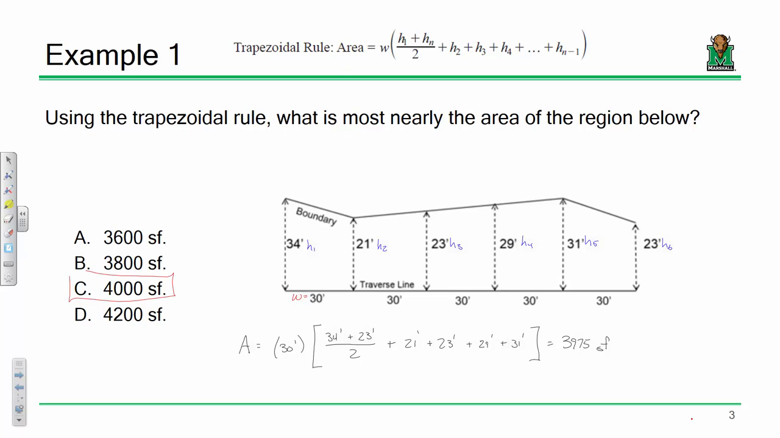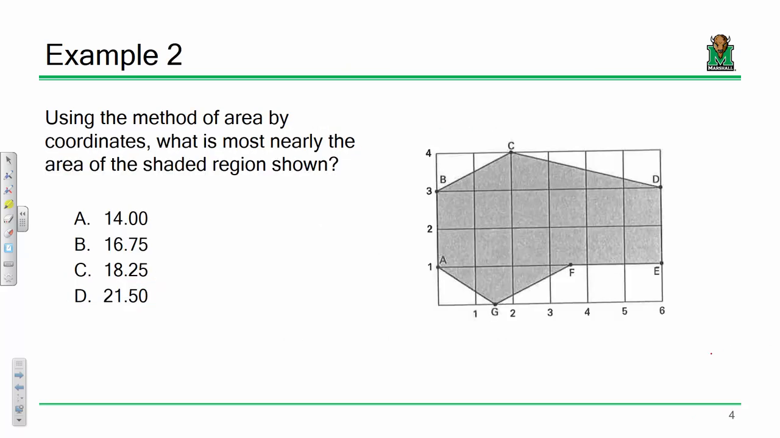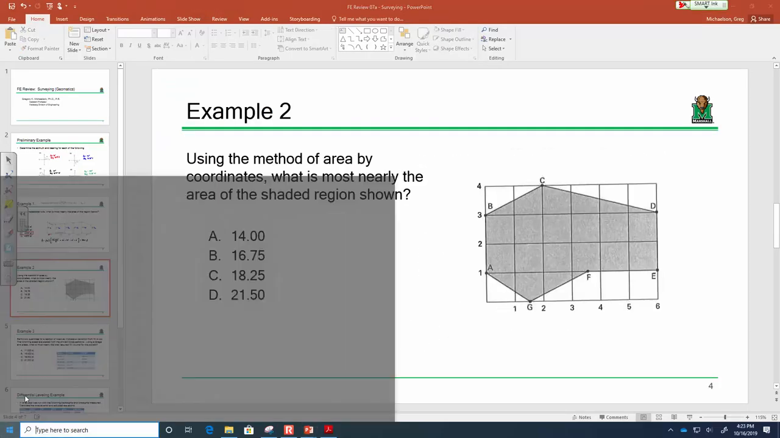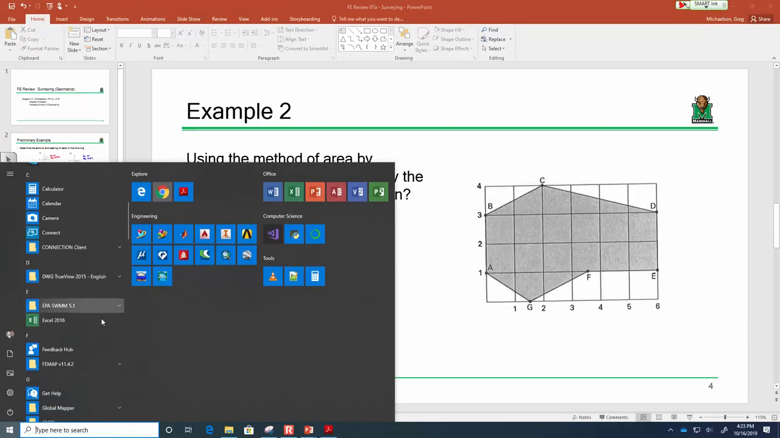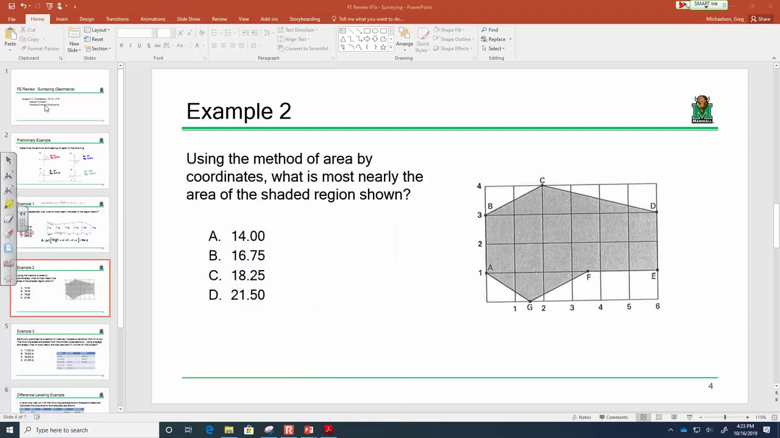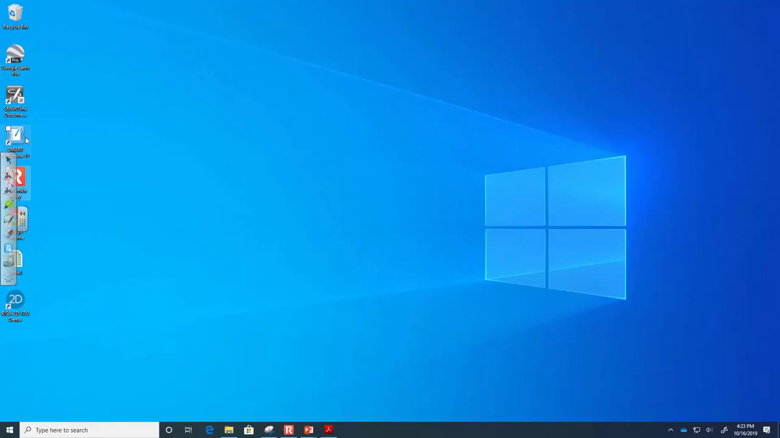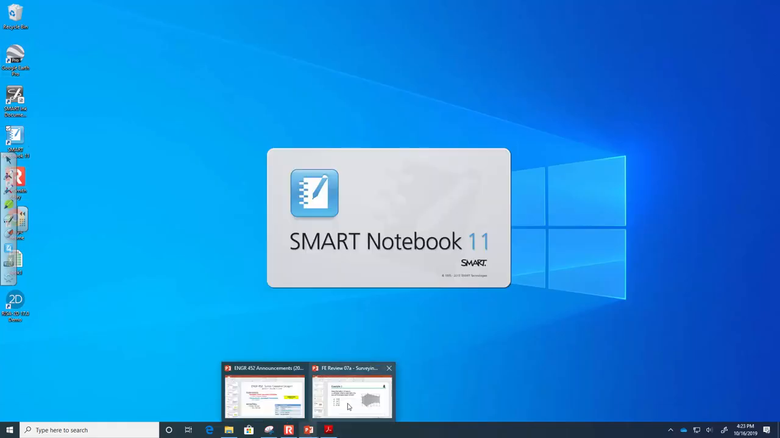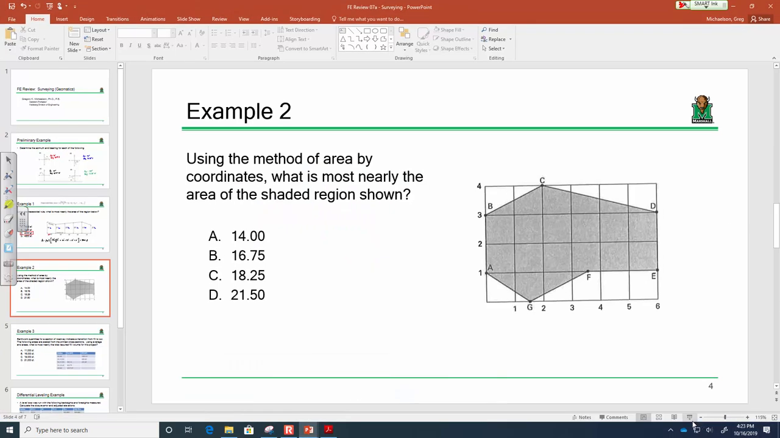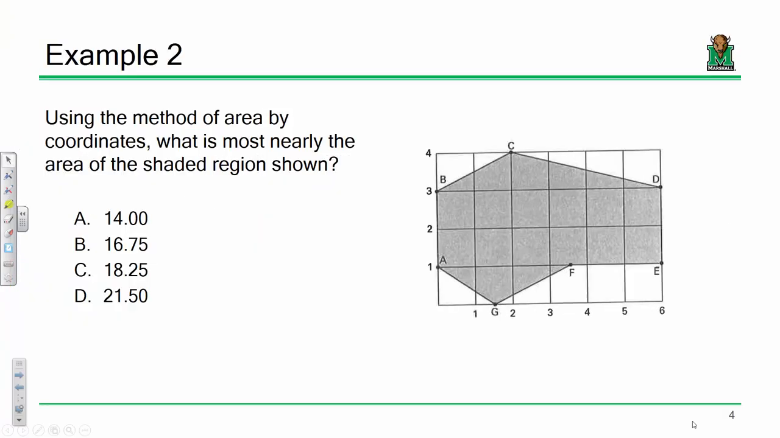Does anybody have any questions on this? All right. Now I want to show you this one. First off, I'm going to need a notebook on this one. All right. So we have a region here. It's a polygon, and we're going to determine the area of this polygon, but I'm going to show you how to do this using the method of area by coordinates.